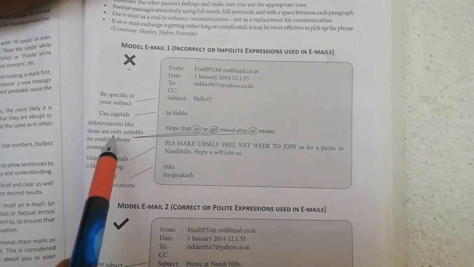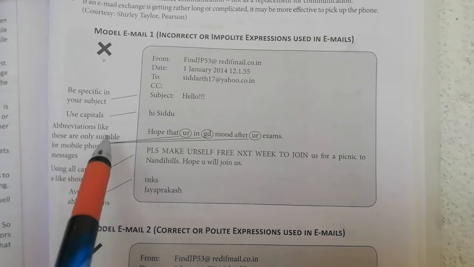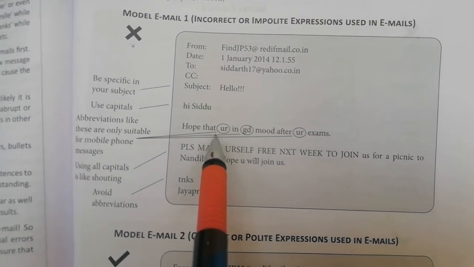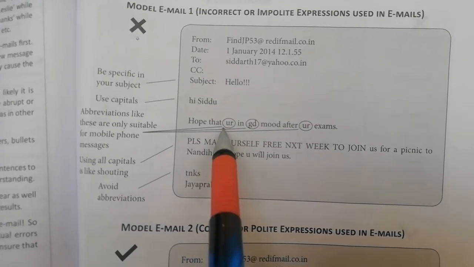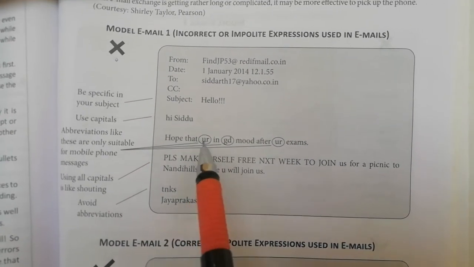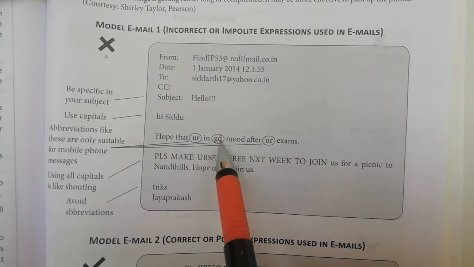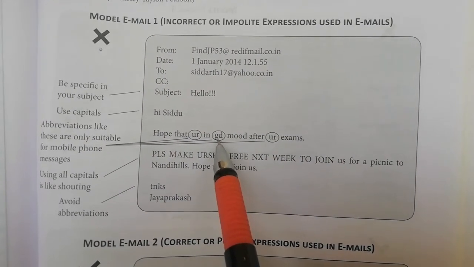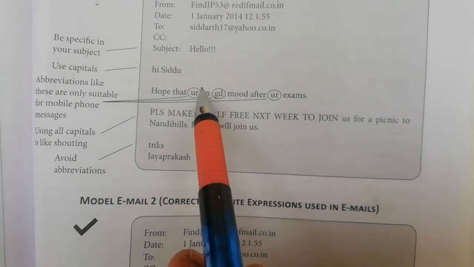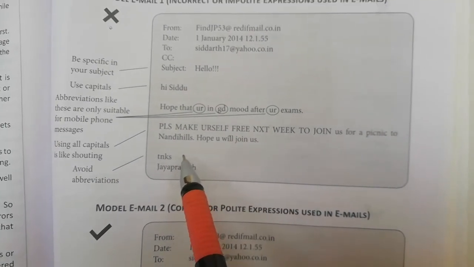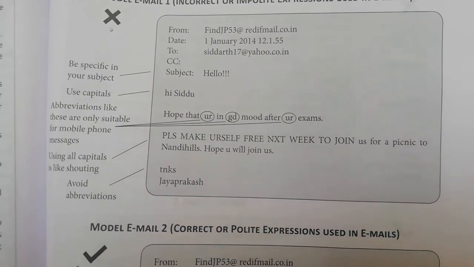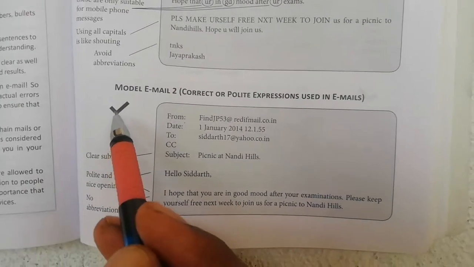Nowadays we are using our cell phones, mobile phones, more and more. In our cell phones, for writing YOUR, we are using UR. For good, instead of GOOD, we are writing GD. But in email letters, why not? Because it becomes an official letter. We are not supposed to use UR or GD. So the second one is the correct email letter.